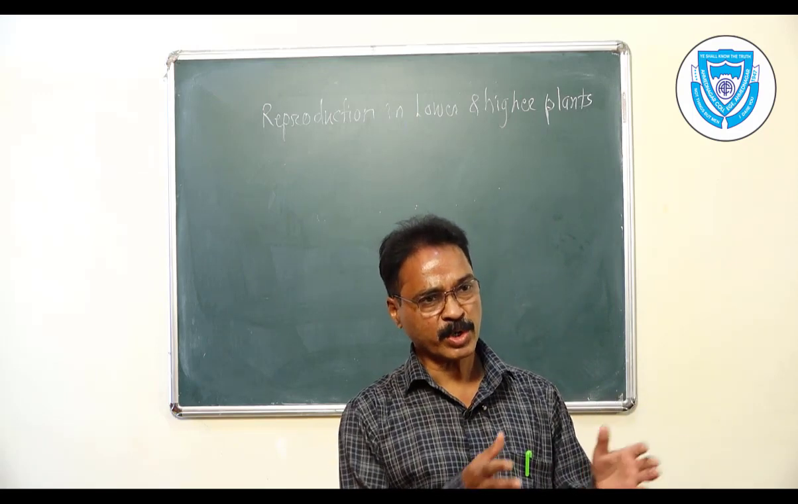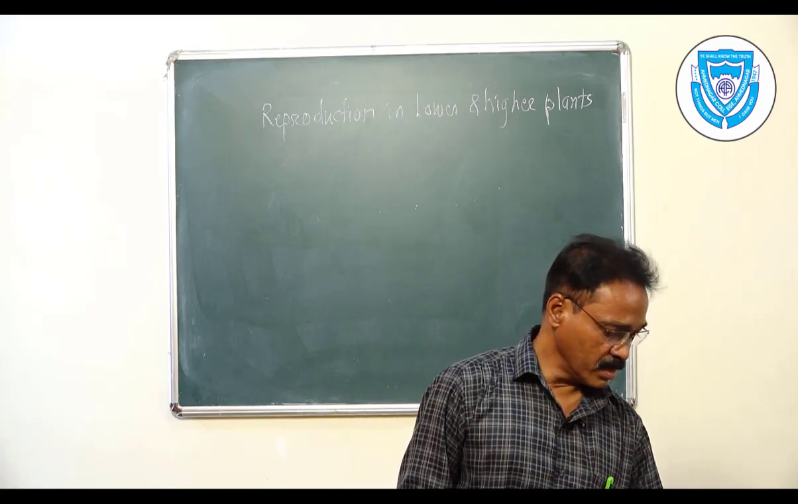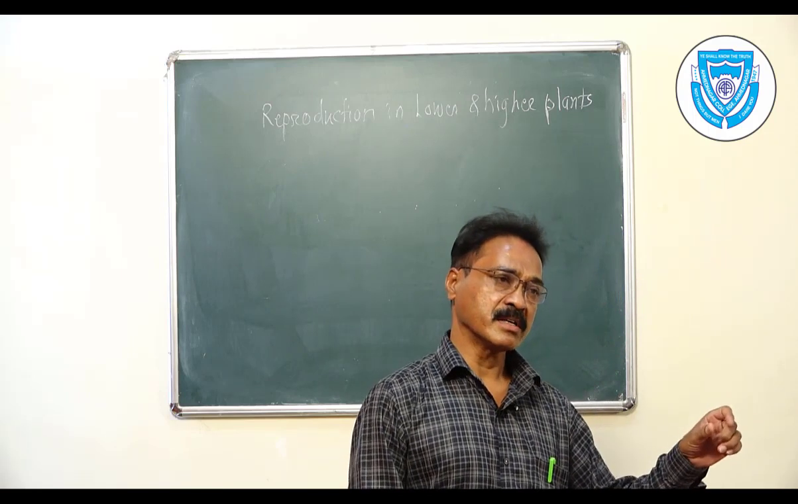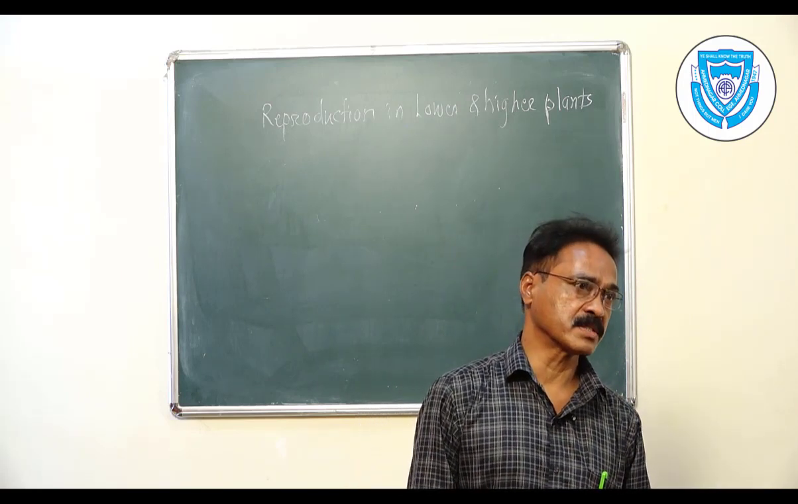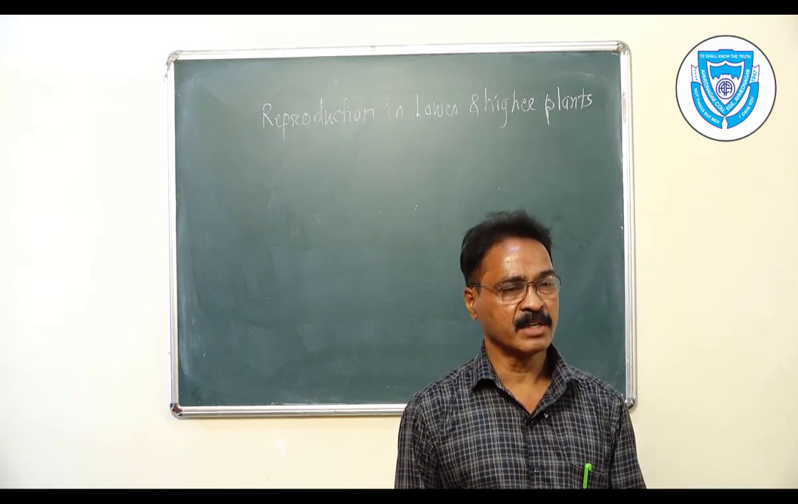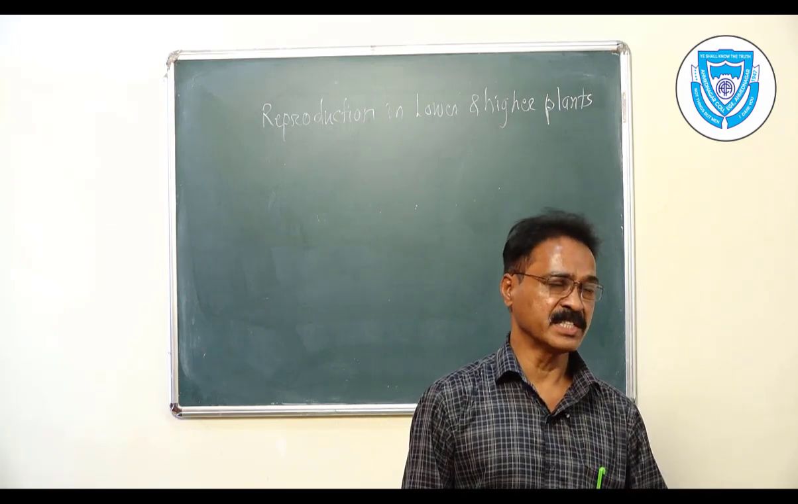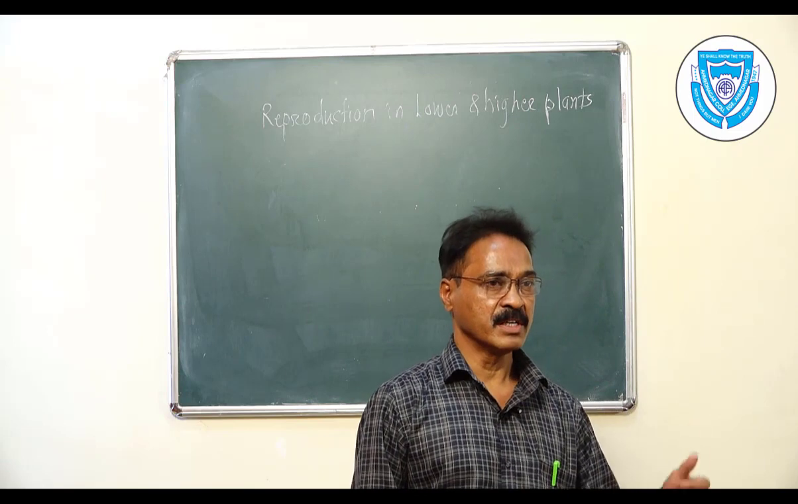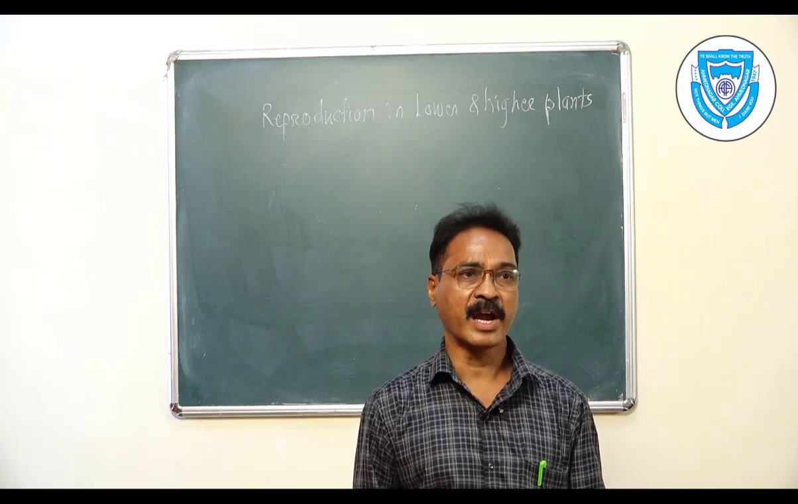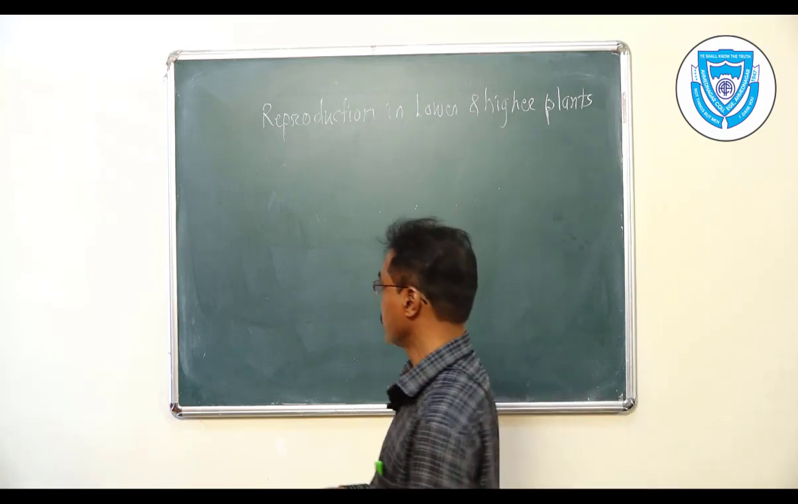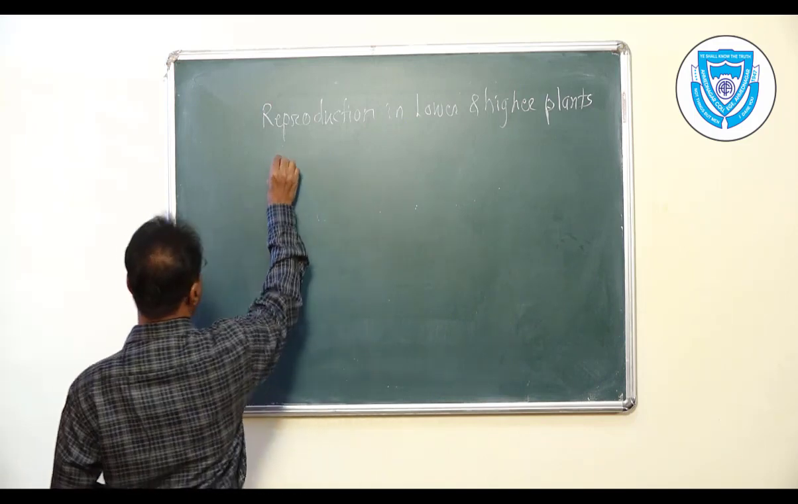The reproductive methods are categorized into two parts, that means whether they are with two parents or a single parent. So the main subject here is asexual and sexual reproduction. Let us discuss the first one, that is asexual.